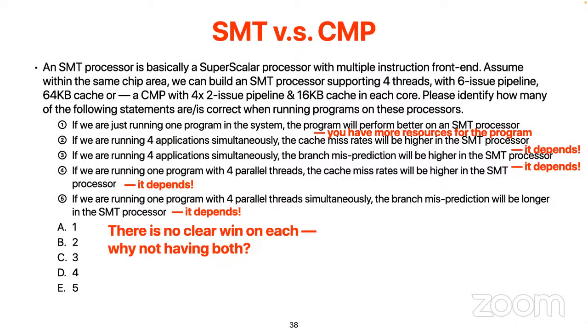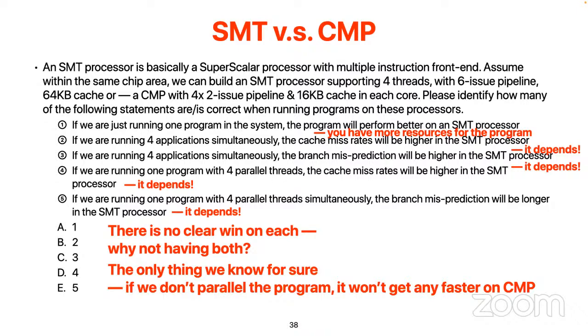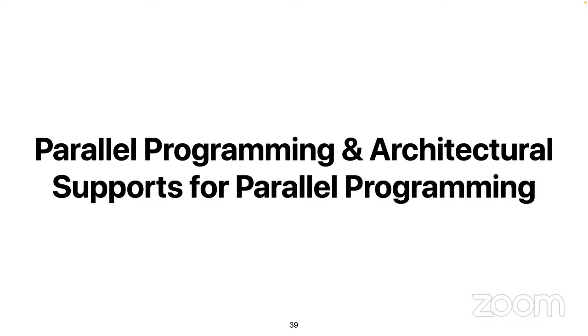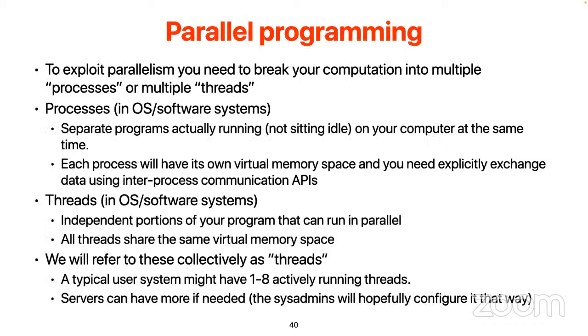So there are so many things that, it depends, right? In your final, you cannot just tell me why it depends. You have to tell me the specific reason that I mentioned in the class. But there's one thing we know for sure. If we don't parallelize our program, there's no way we can use our chip multiprocessors. So we are going to talk about parallel programming.